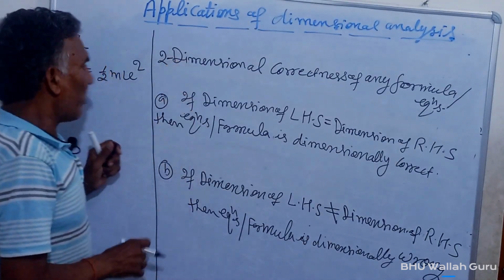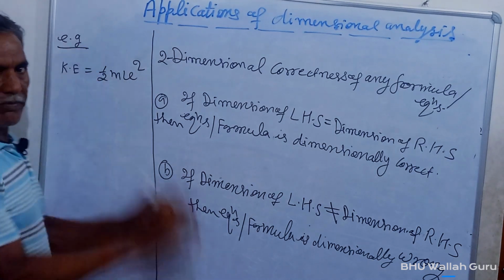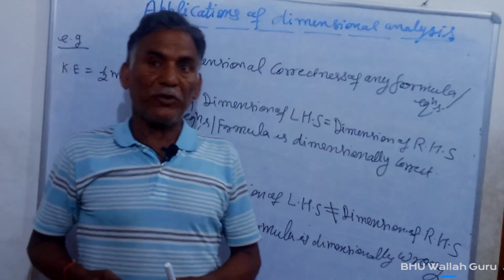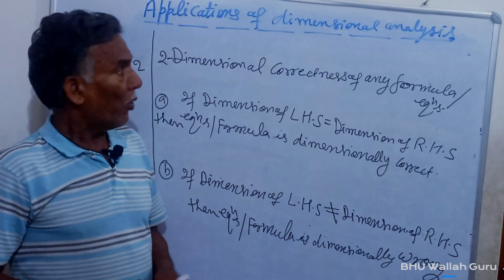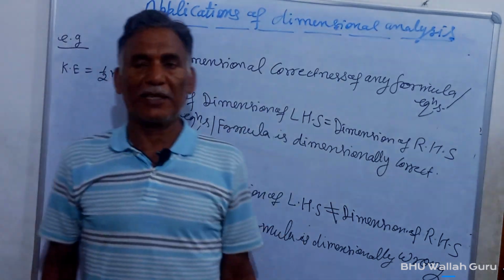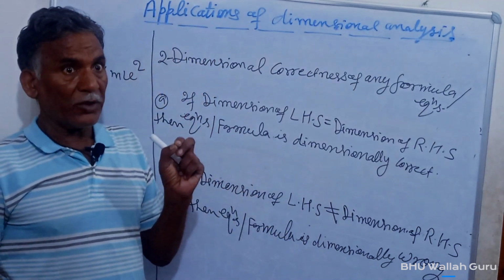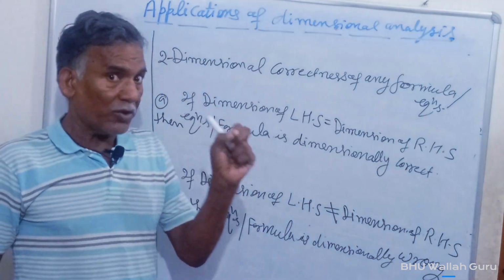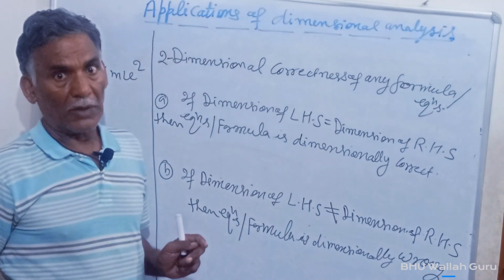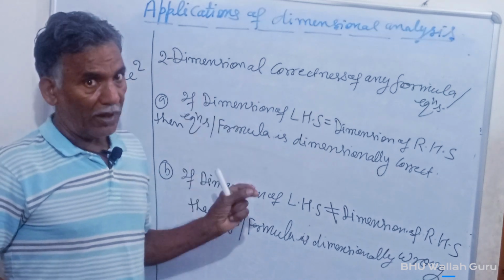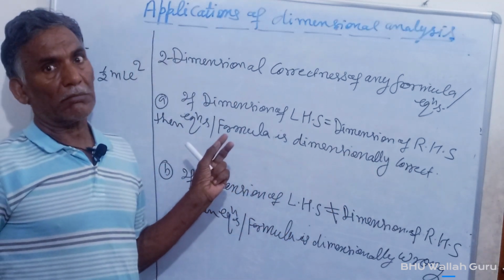If there is any equation, suppose that kinetic energy is equal to half m v square. Check whether this formula is dimensionally correct or not. What is the meaning of dimensional correctness? We will see that there are equations which are dimensionally correct but numerically not correct. A dimensionally correct formula is not necessarily numerically correct.